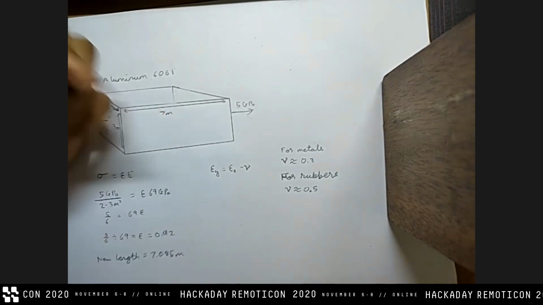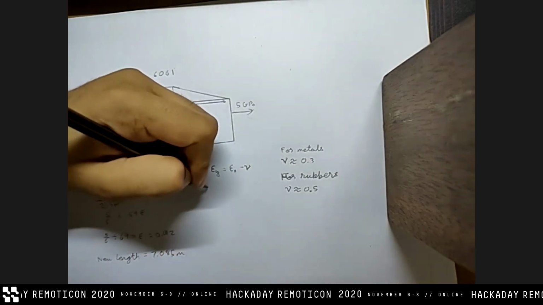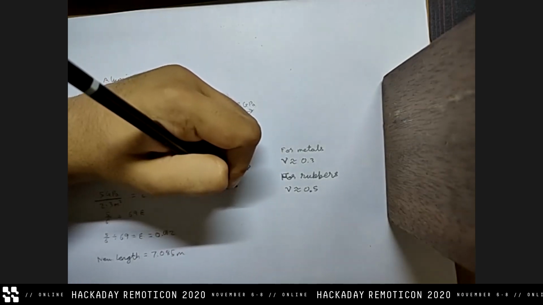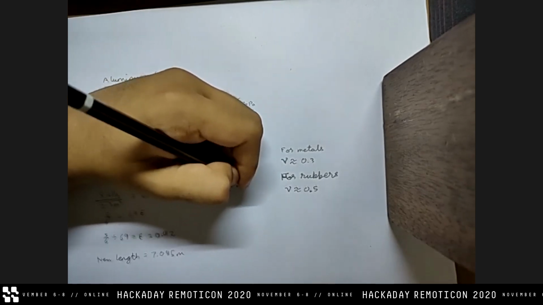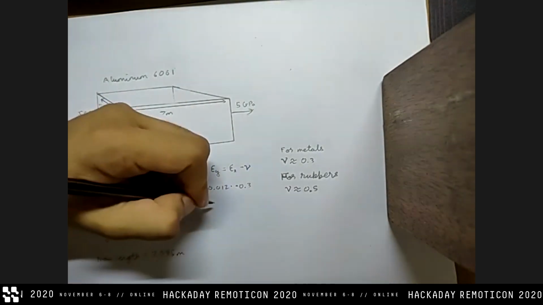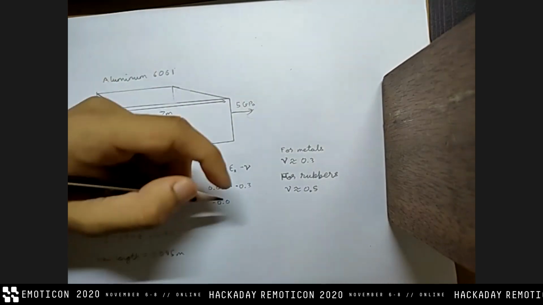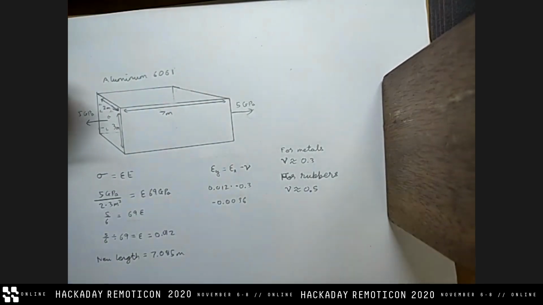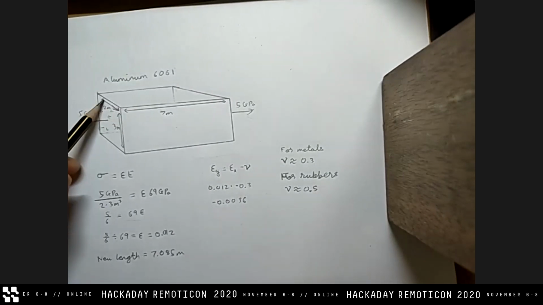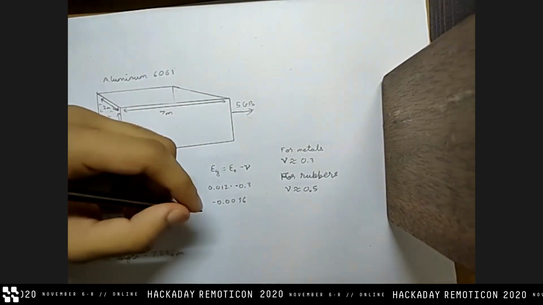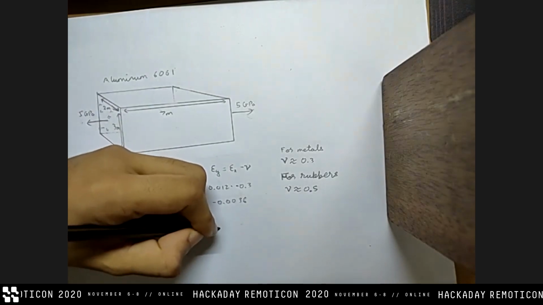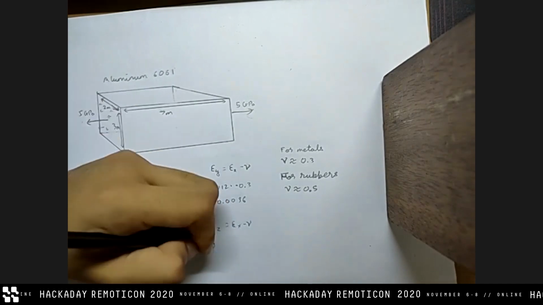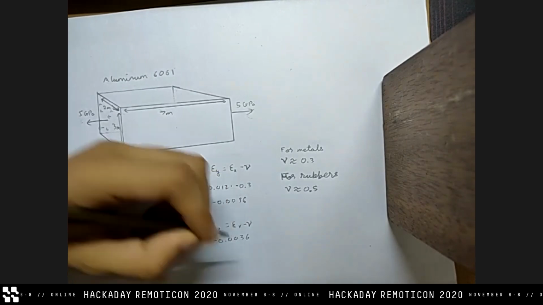So over here, let's say if I want to find epsilon y, I would just take epsilon x, which is 0.012, and multiply it by negative 0.3. It's actually exactly 0.3 for aluminum, so it would end up coming to negative 0.0036, and that is where you'll see. I can do the same thing with epsilon z, and that is also negative 0.0036.